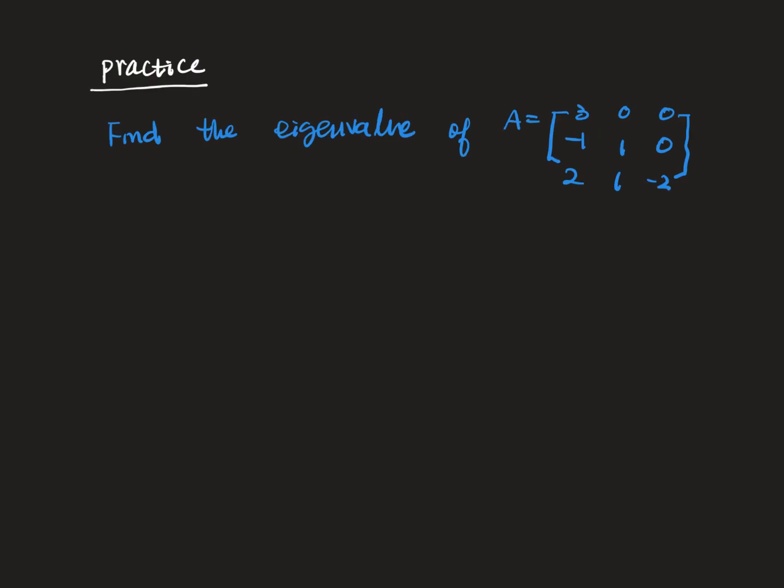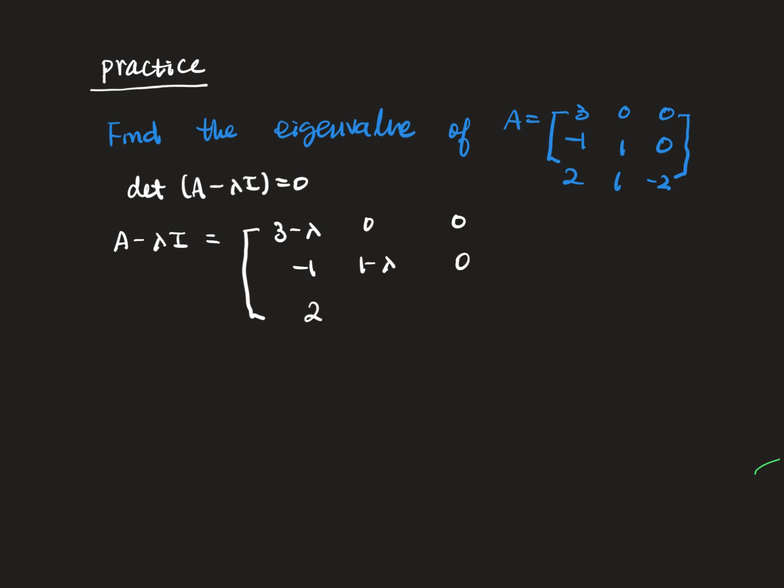Let's practice finding eigenvalues of a 3 by 3 matrix. If you want, pause this video, do it yourself, and compare your answer later. So first, what you have to find is the characteristic equation, right? Determinant of A minus lambda I equals 0. You're going to solve this equation. First, you have to find A minus lambda I. So this matrix is going to be 3 minus lambda, 0, 0; negative 1, 1 minus lambda, 0; 2, 1, negative 2 minus lambda.